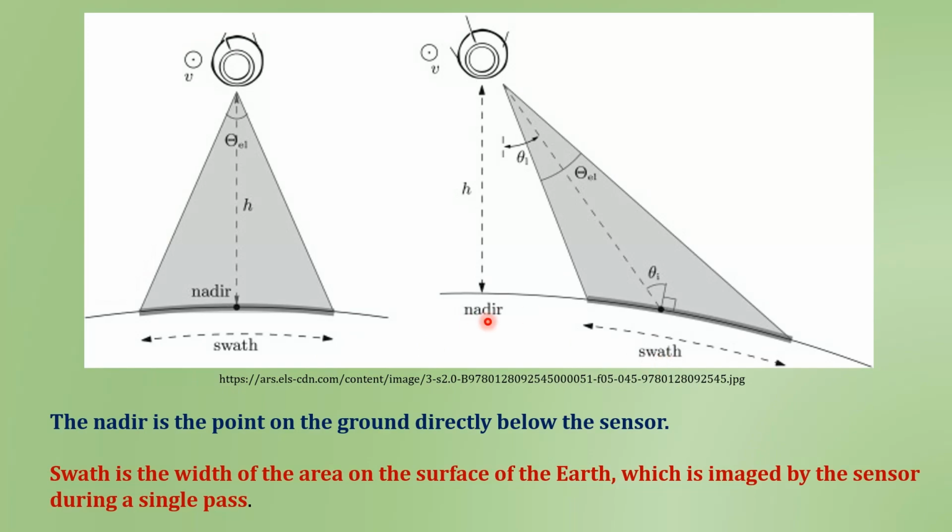Nadir is the point on the ground directly below the sensor, as we can see in this case also. Swath is the width of the area on the surface of the earth which is imaged by the sensor during a single pass. So we can see in normal acquisition mode, nadir is the center point of the swath. But in the side looking airborne radar, the data is acquired from either left or right side of the nadir.